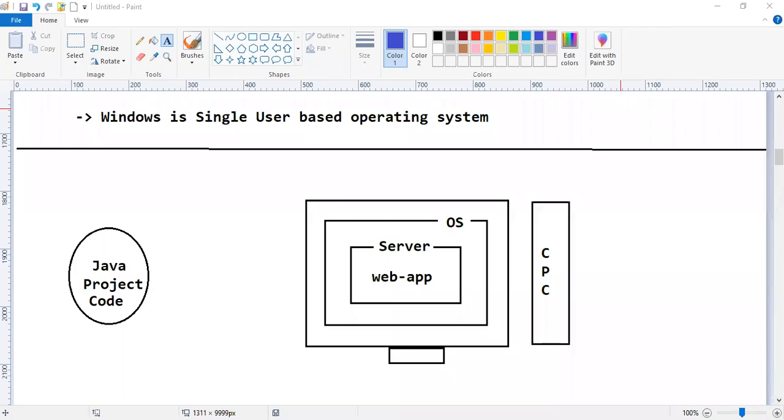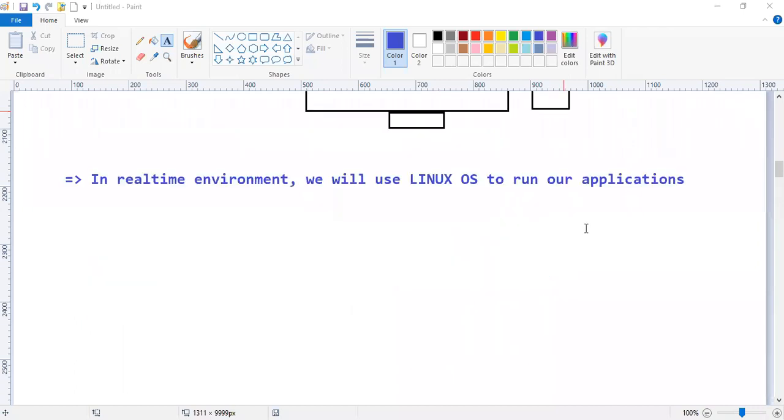Do you have that clarity now? Windows operating system we will use for personal computers. Where will we use Linux operating system? Linux operating systems we will use in the real time to run our applications.